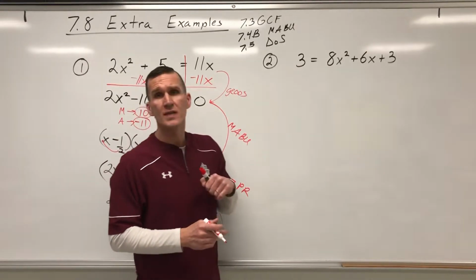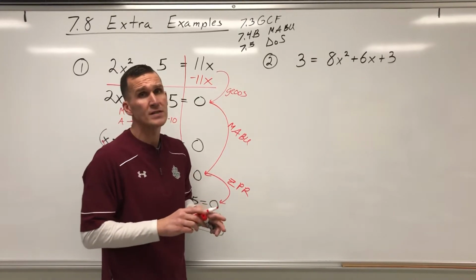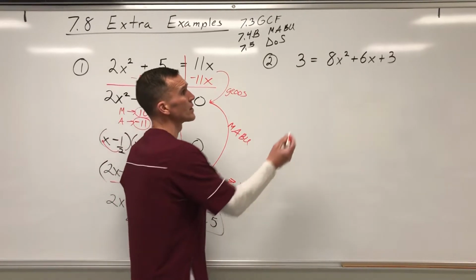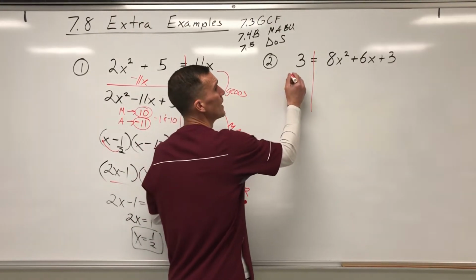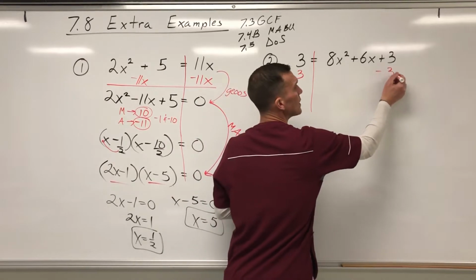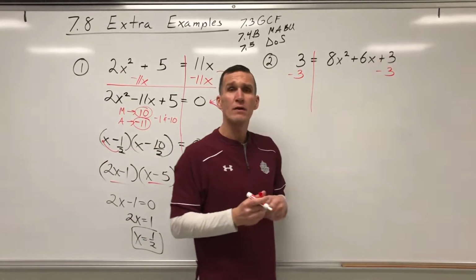Now number 2, I'll do the same steps. First thing I'll realize is there's not a 0. Now some problems will have a 0, and we've already done the first step for you. But this one, we have to do the first step. Get everything on one side. Minus 3 on both sides. Now there I had a place for it. He had a like term over there, a regular number.